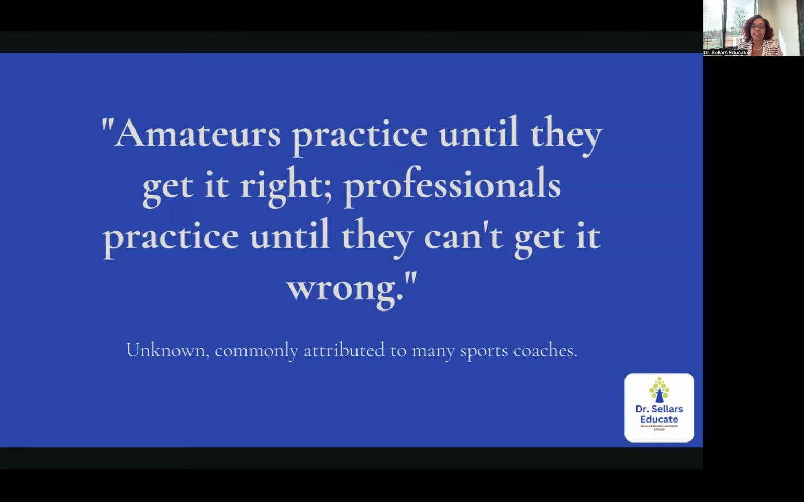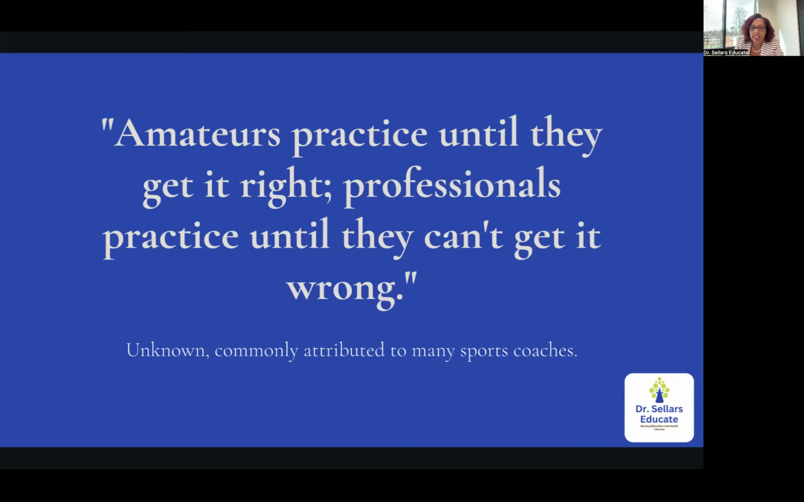Amateurs practice until they get it right. Professionals practice until they can't get it wrong. Now, we've used this quote, you may have heard about it, and there's really no specific author. It's been used by several sports coaches. We want you to think about, what does this statement really mean to you?